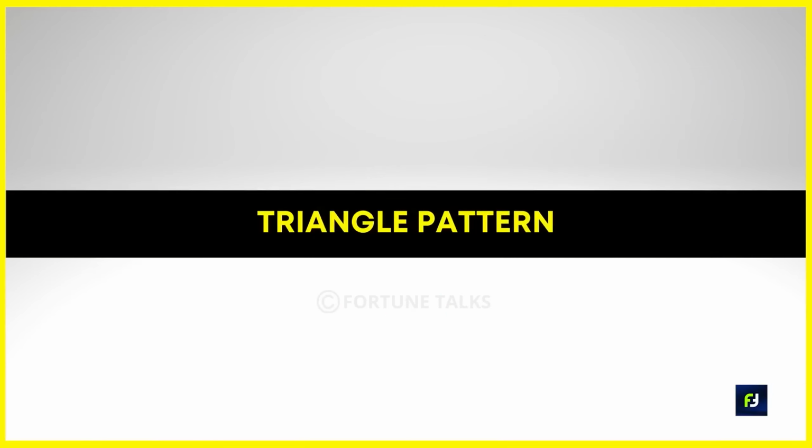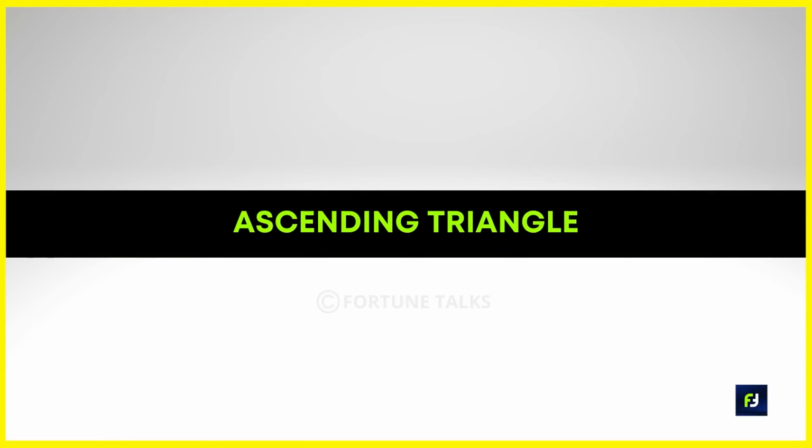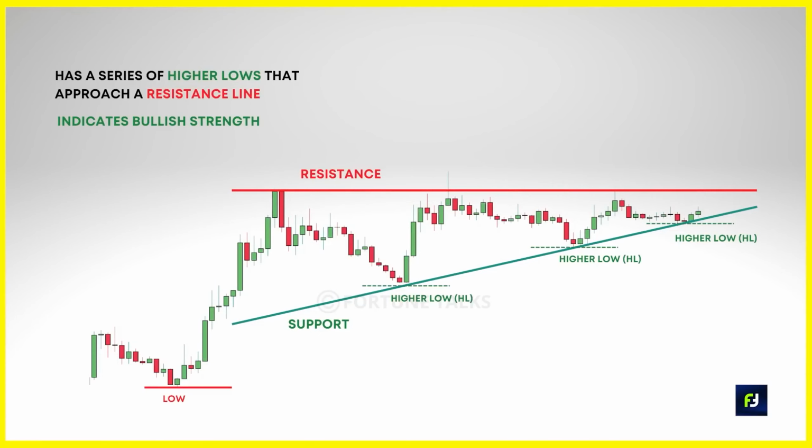Now moving on, we will focus on the triangle patterns, namely the ascending triangle and the descending triangle chart patterns. So let's start with the ascending triangle patterns. The ascending triangle is a bullish chart pattern that signals the market is about to head higher. Now, as you can notice, the ascending triangle has a series of higher lows that approach a resistance line. Now, this is a sign of bullish strength, and for a few possible reasons.